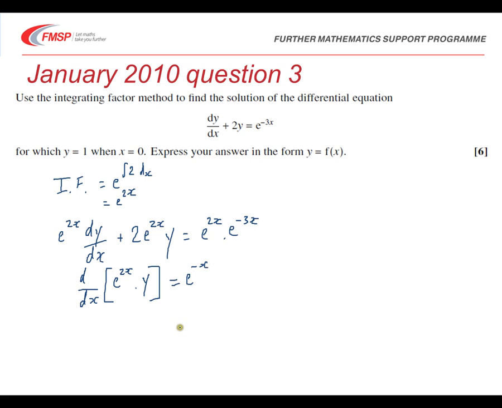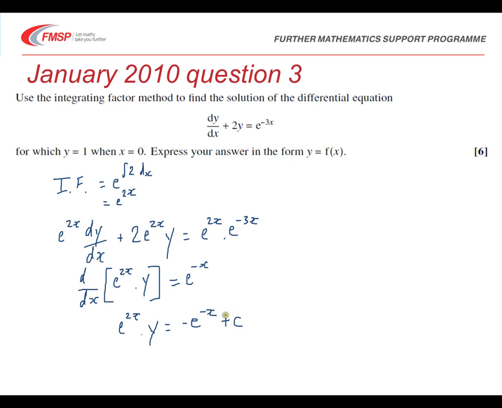Now I can integrate. Integrating the left hand side just leaves me with e to the 2x times y, and integrating, I get the integral of the right hand side, which is going to be minus e to the minus x plus c.